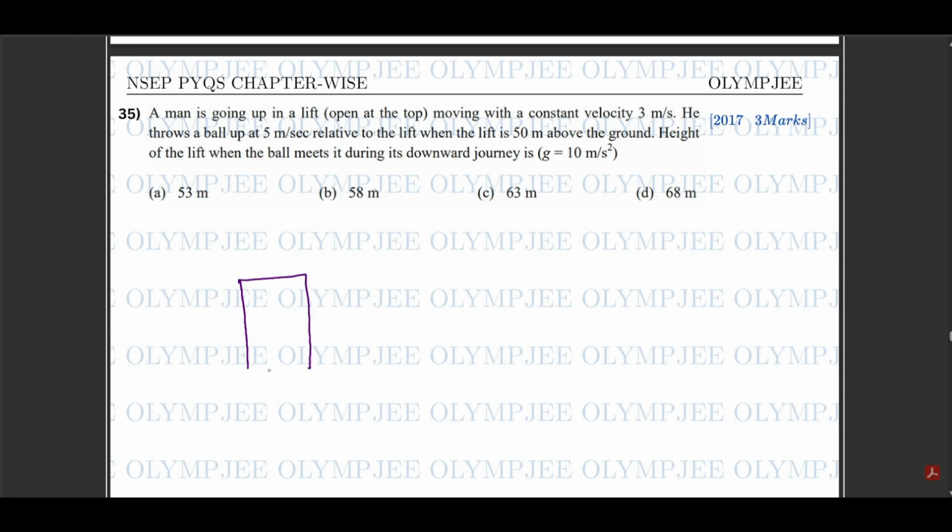So this is a lift and a person throws a ball upwards at 5 meters per second relative to the lift. So the lift is at rest. So we can find when the ball meets the lift again, if the lift is at rest, because this is relative velocity. So the displacement will be 0 and u is 5j. Time we have to find, and acceleration is minus 10j, t square.